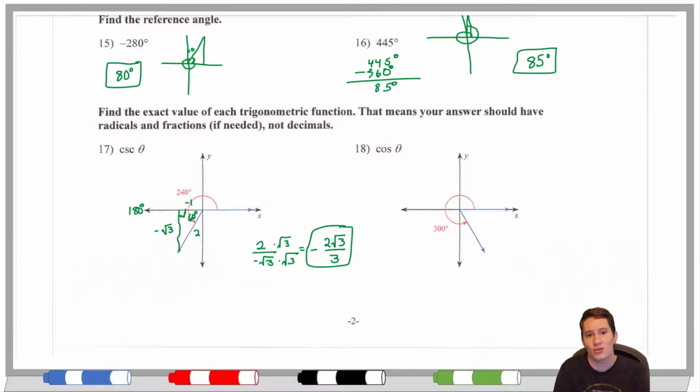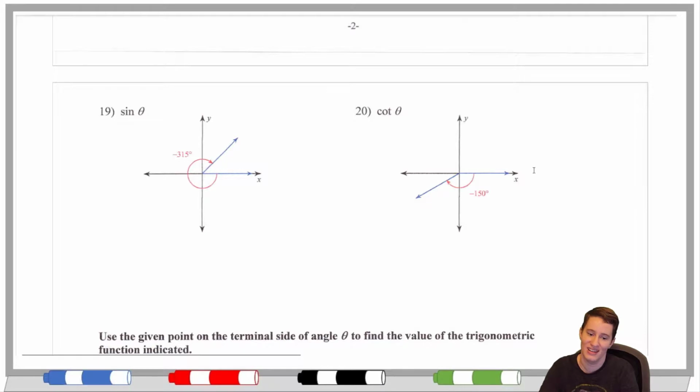Let's do cosine over here. So make our triangle. Think about, okay, if this is 300 to get around here, that means this is 60. Like I said, I should have picked a different angle to use here so that they wouldn't be the exact same triangle. 1 is positive, square root of 3 is negative, and cosine is adjacent over hypotenuse, so that's 1/2 for our answer. Oh good, there's more of them.